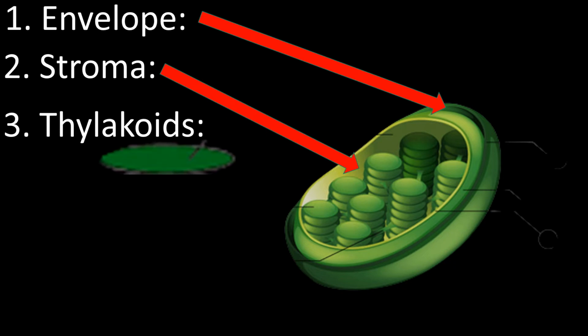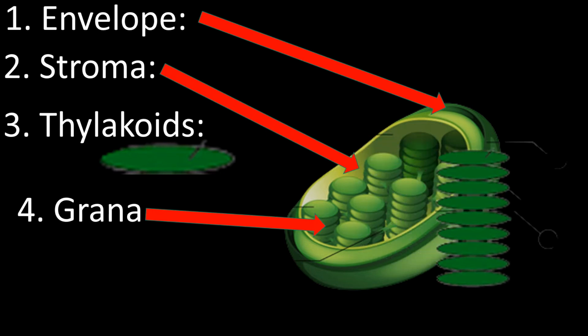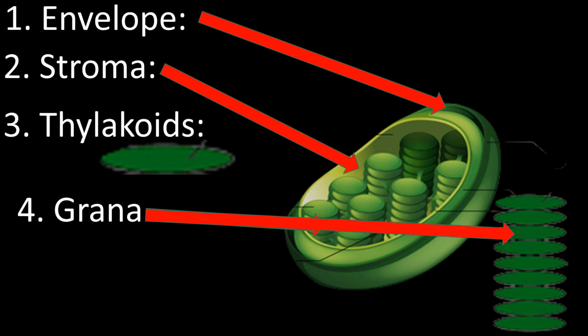These thylakoids are arranged one above another like coins and form grana. Grana is plural, granum is singular. Thylakoids are arranged one above another and form a structure called a granum. A chloroplast has many grana in the stroma.